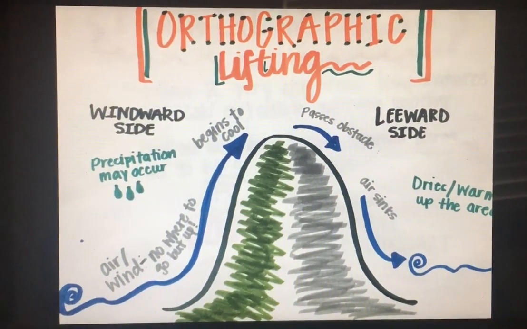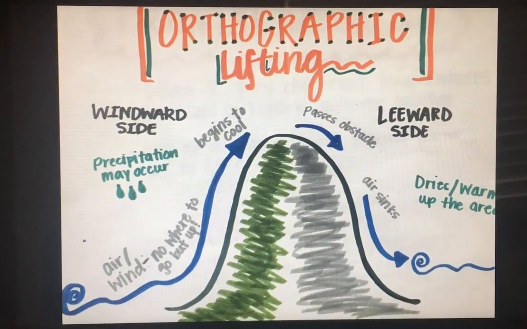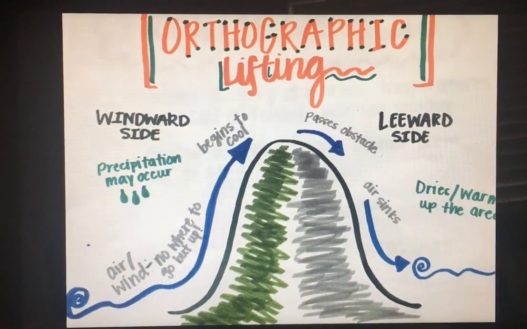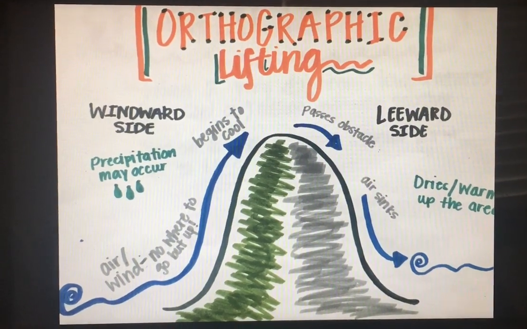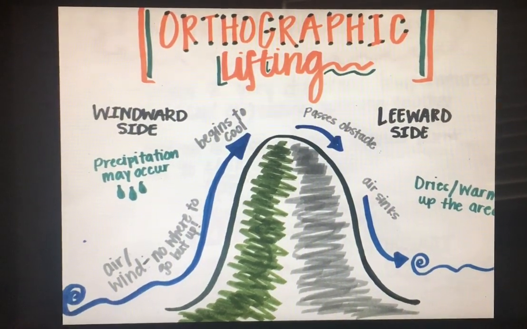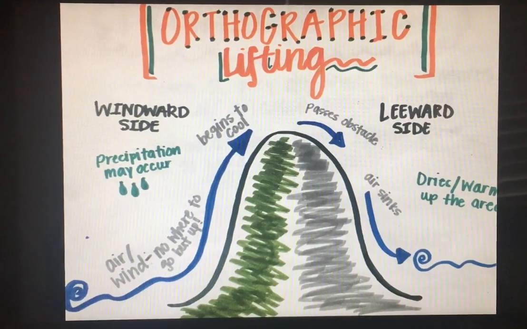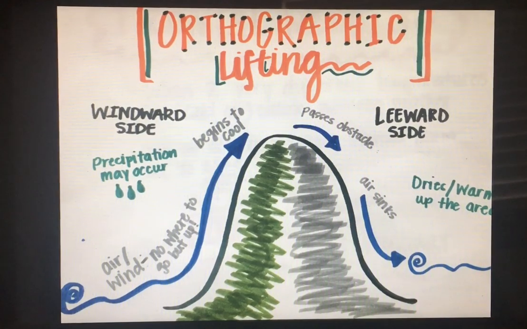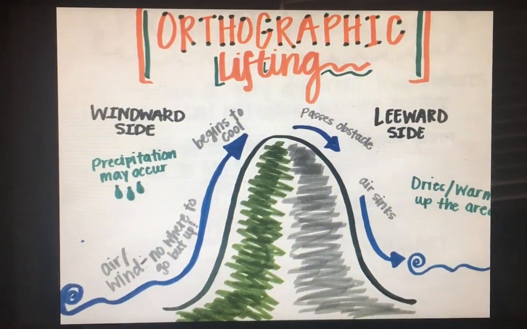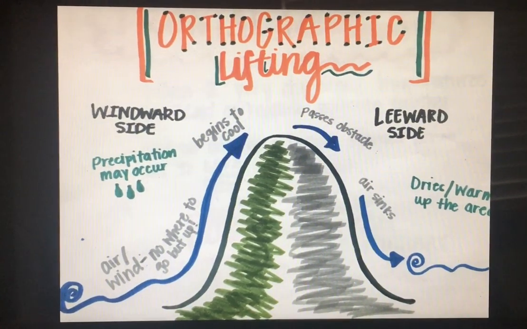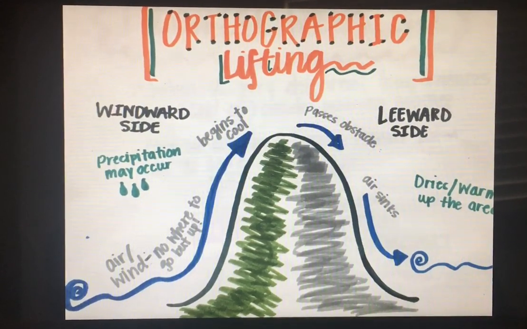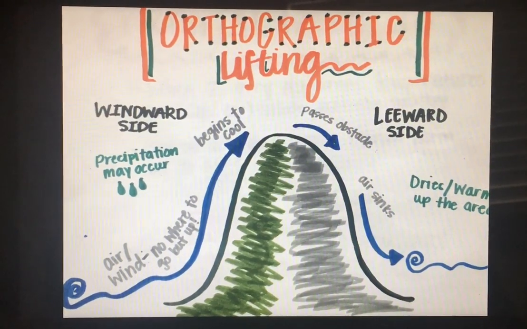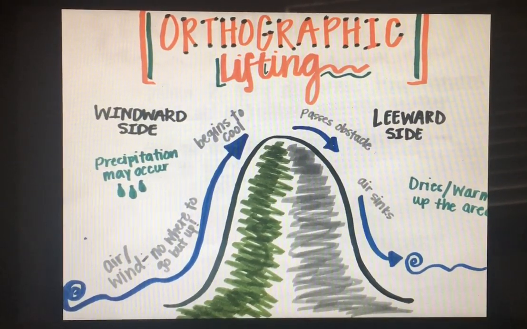Orthographic lifting is when air hits an obstacle such as hills or mountains and goes up. On the windward side, which is the left side, it begins to cool and there's precipitation that may occur. I've drawn and colored in green on this side to show that this is a side that has the water and therefore has more growth opportunities. Once the wind and air goes up, it begins to cool and passes the obstacle. This goes to the leeward side where the air sinks and dries and warms up the area.